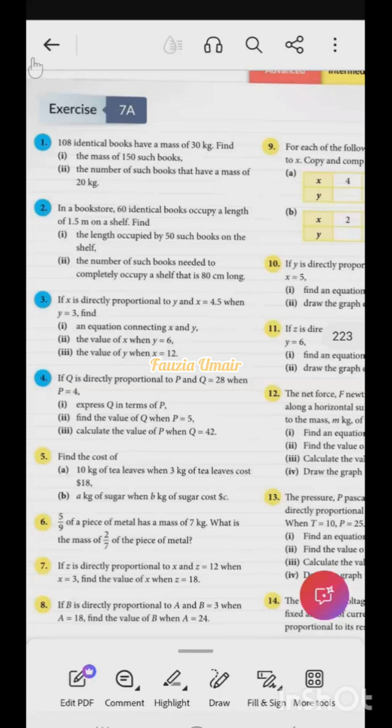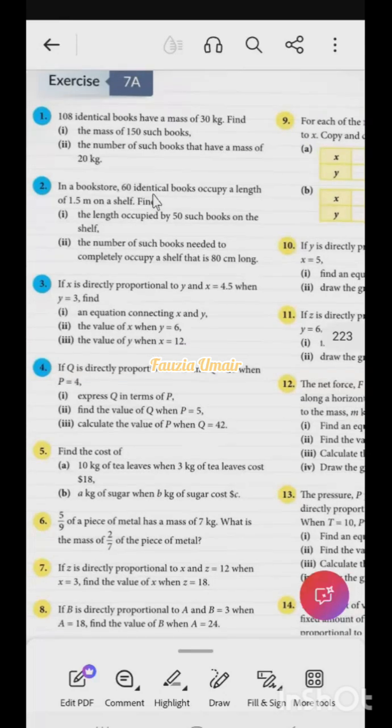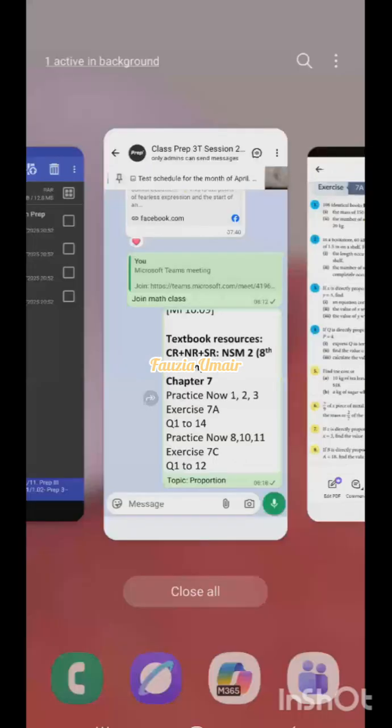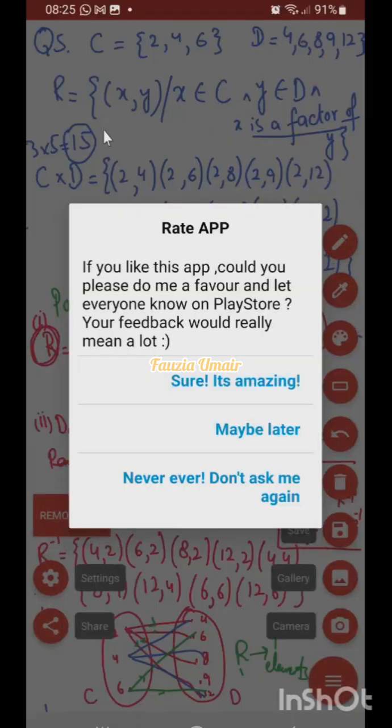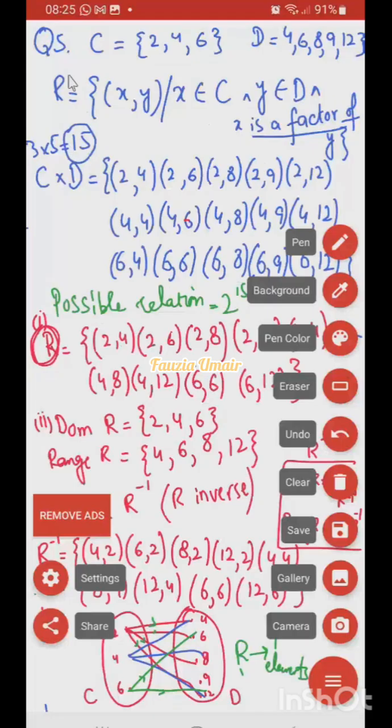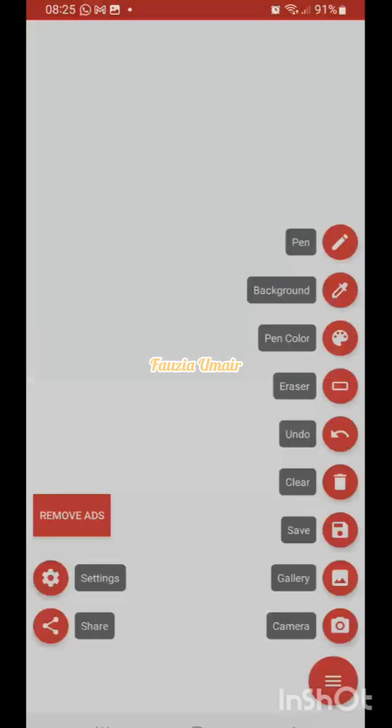The second question is: in a bookstore, 60 identical books occupy a length of 1.5 meters on a shelf. Find the length occupied by 50 such books on the shelf. So we are going to solve this question on the whiteboard. This is a question of comparison of quantities, so we will compare the two quantities to find out the answer.